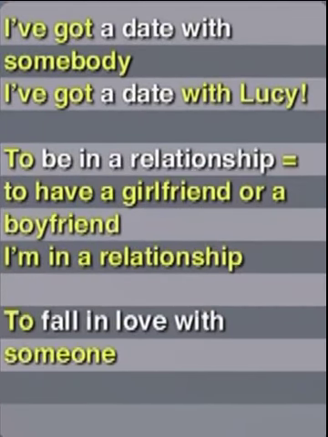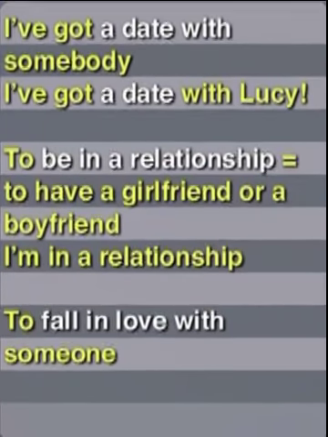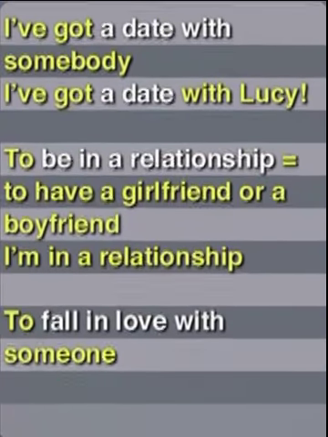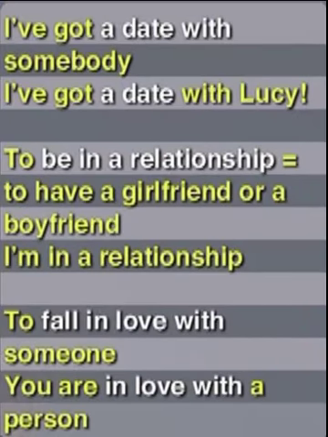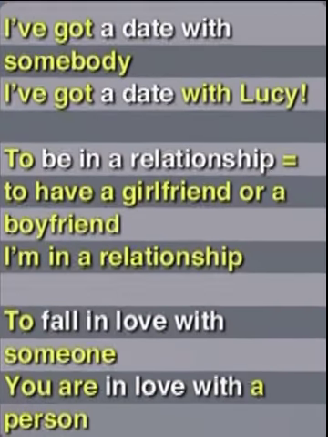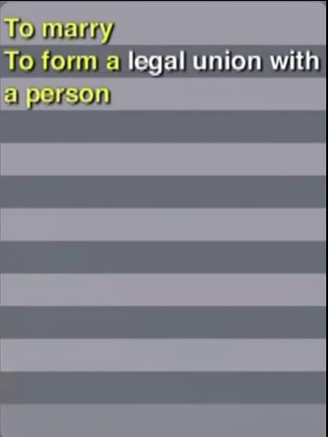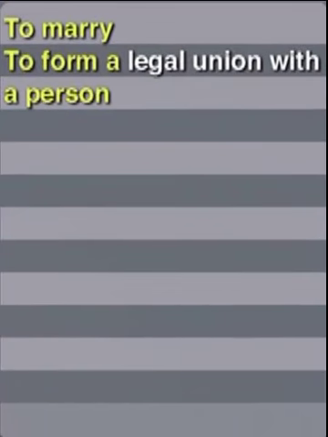When you fall in love with someone, you like the person a lot. It's a wonderful feeling, and beautiful things happen. And you say you are in love with that person. And if you are in love with a person, you may decide to marry them in a church or a town hall. When you marry, you form a legal union with a person forever, and you say, I'm married.